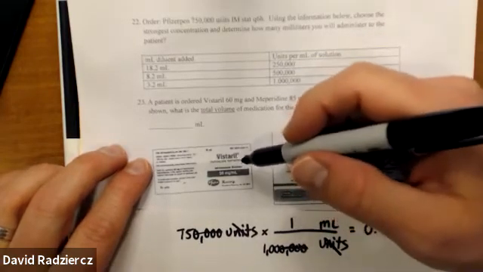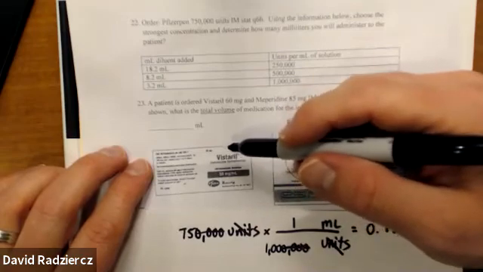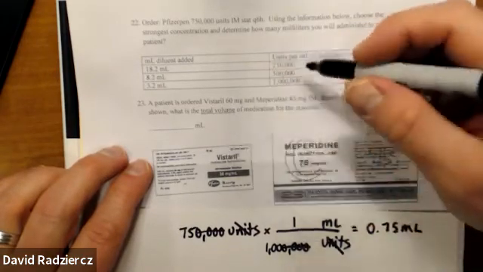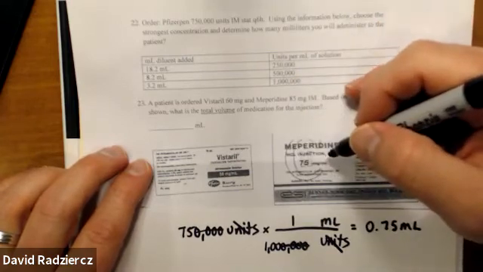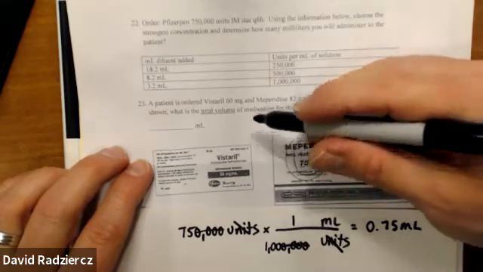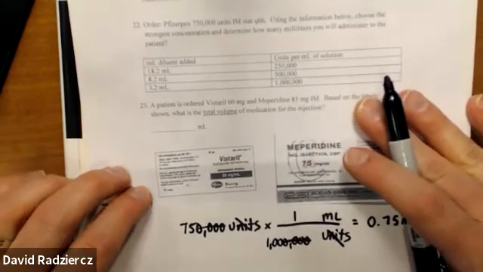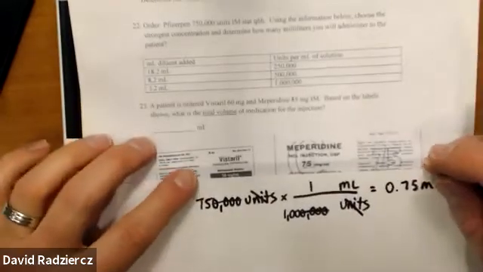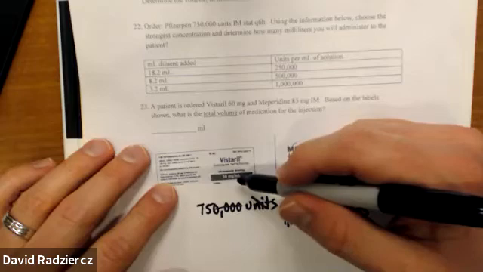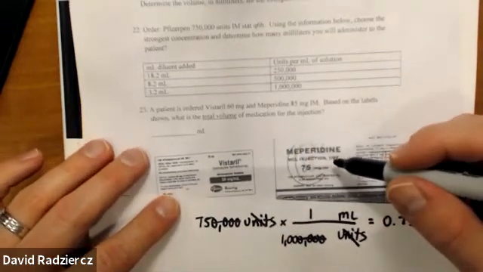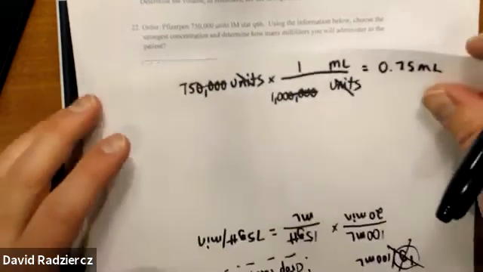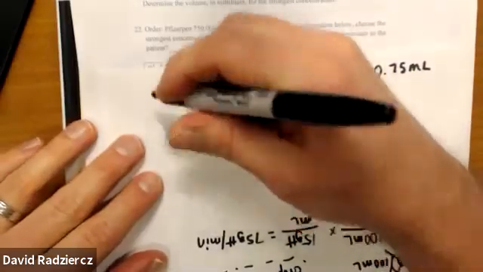So you're basically going to do what you already know how to do. You're just going to do it twice. You're going to convert milligrams to milliliters for Vistaril, milligrams to milliliters for Meperidine, and then you're going to take the 2 milliliters and add them together. And that's what you're going to do. So Vistaril is available at 50 milligrams per milliliter, and Meperidine is available at 75 milligrams per milliliter. So let's start with the Vistaril. I'll just denote that with a V.